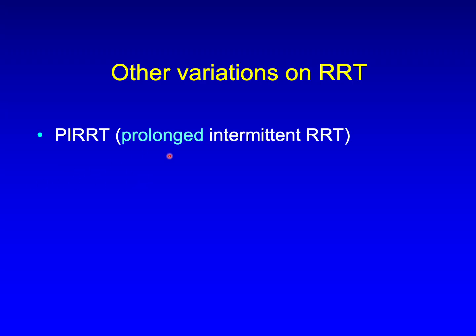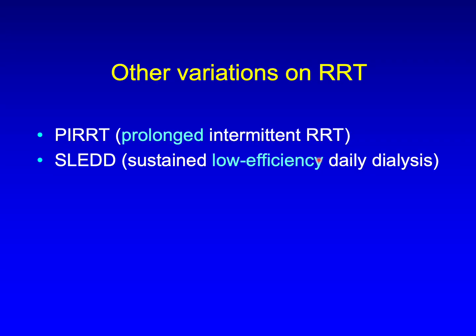So we have PIRRT, or prolonged intermittent renal replacement therapy. This is essentially a 4-hour dialysis stretched out to 6 or 8 or 10 hours for patients who can't tolerate a regular 4-hour dialysis but aren't sick enough to need 24-hour CVVH. SLED, or sustained low efficiency daily dialysis, is very similar. Again, it's a dialysis stretched out, usually without fluid removal, but just the dialysis part to lower concentrations of solute, and this can be stretched out to 6 or 12 hours as needed.